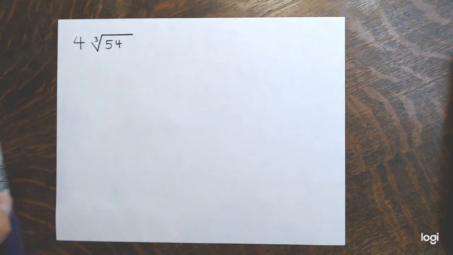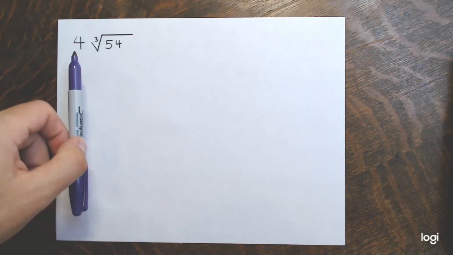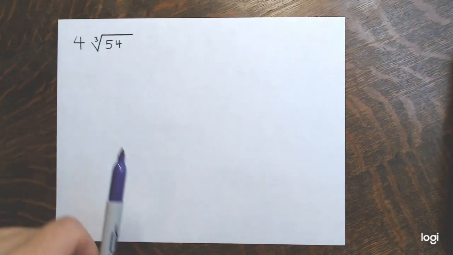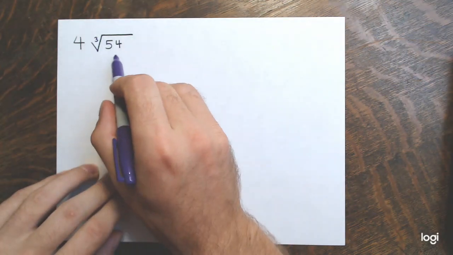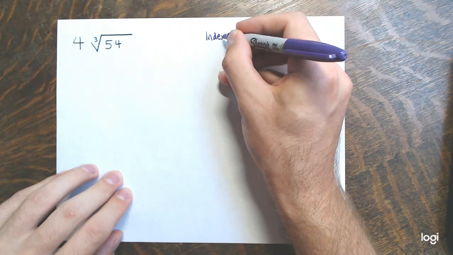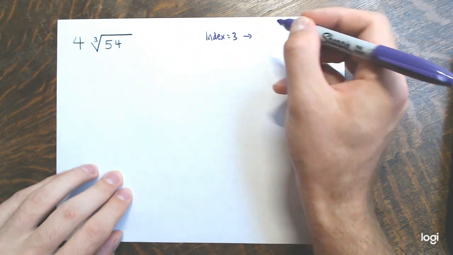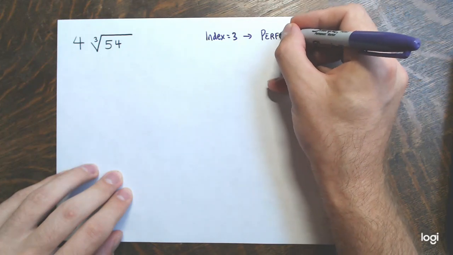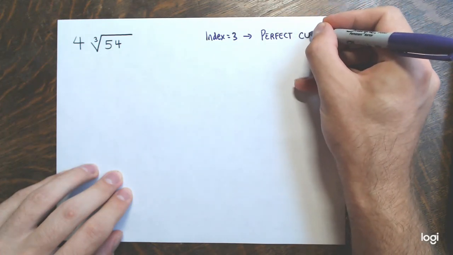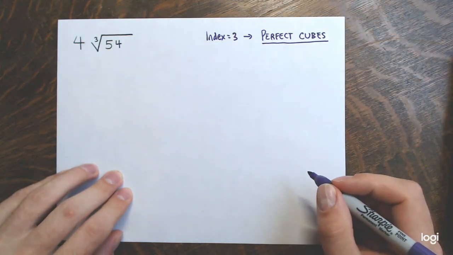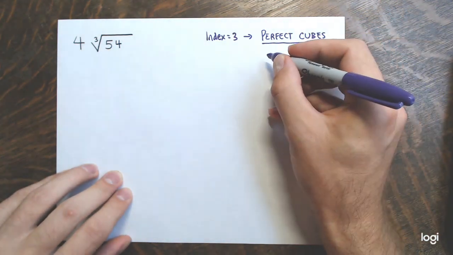Alright, so I'm going to try to simplify. The 4 is going to stay there the whole time as a factor. What I'm trying to do is simplify this cube root. Now the index is 3, it's a cube root, so that means we're looking at perfect cubes. And I know there are some negative perfect cubes, but I'm not going to look at those. I'm just going to look at the non-negative ones this time.